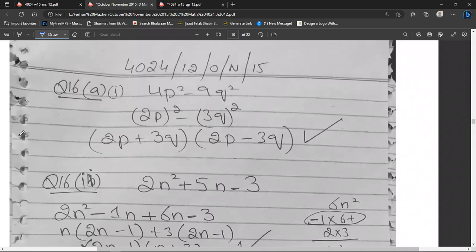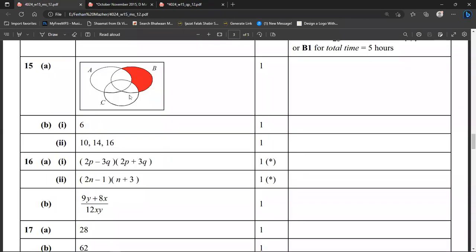So we will have (2p) whole square minus (3q) whole square. These are two perfect squares and a negative between them. So it will become 2p plus 3q in one bracket and 2p minus 3q in the other bracket.